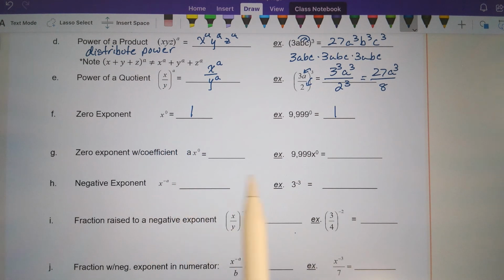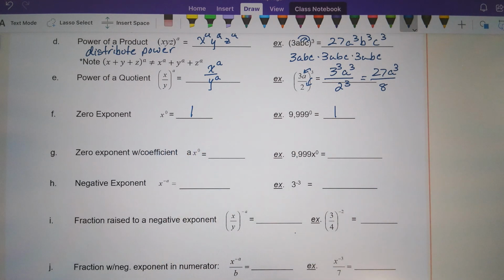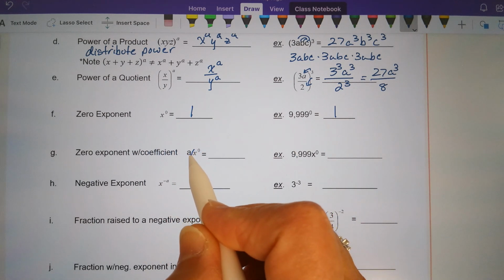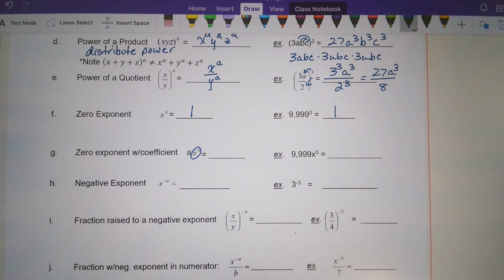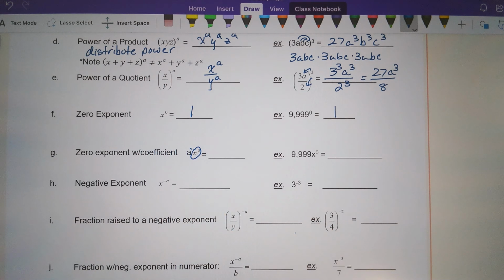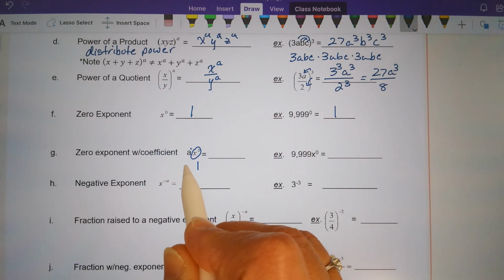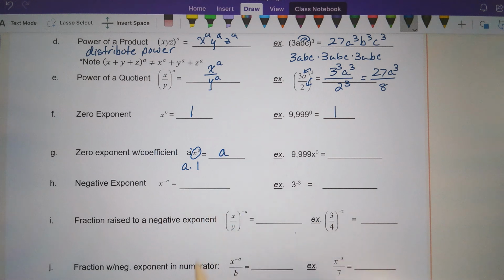Our next example, or let's look at our rule. A zero exponent with a coefficient. We have a x to the 0. Well, this power belongs to only the x, right? A does not have a power of 0. The power of a would actually be 1, imaginary 1 there. So only x has the power 0. So x to 0 is 1, and then a times 1 is simply a.